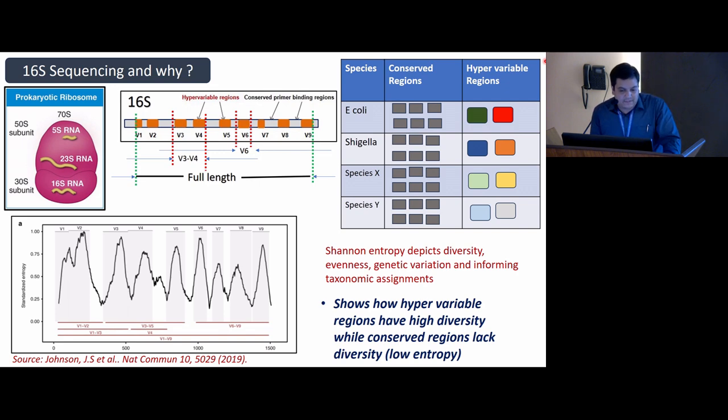You can sequence V1, V2, or target any region, but why target the full length is a question. You can see in this graph that regions like V1, V2, V3 have more entropy. Entropy means richness, so there is a richness of nucleotide sequence, and you can see some species always have differences in hypervariable regions. If you know those hypervariable regions, you know the species. That's the catch.